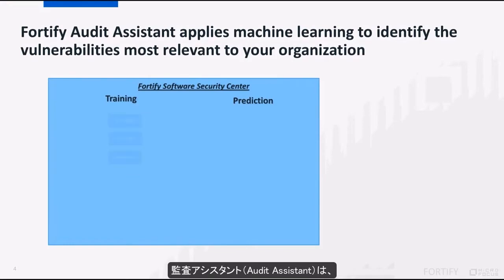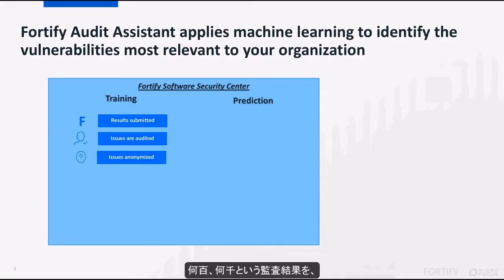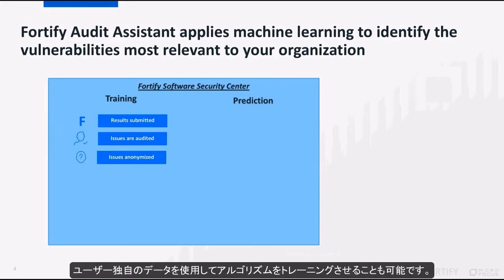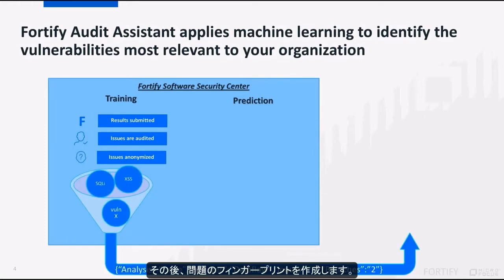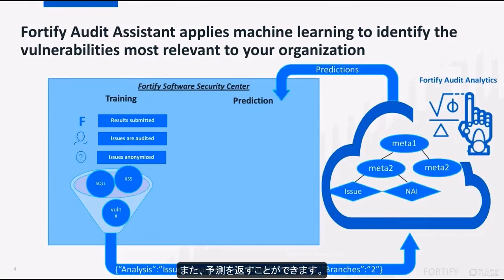So the way Audit Assistant works, right? We train these algorithms using audited data. So in our Fortify on Demand static analysis offering, we offer security subject matter experts who audit your scans every day. We take those hundreds upon hundreds of thousands of audit decisions, and we use that to train algorithms. We can also train those algorithms using your own data, right? So then we fingerprint the issues, right? And we can return a prediction.